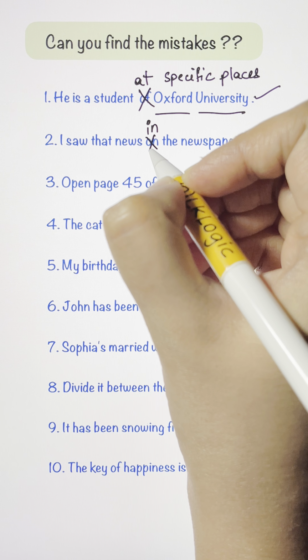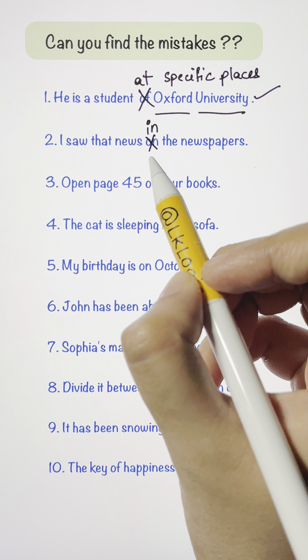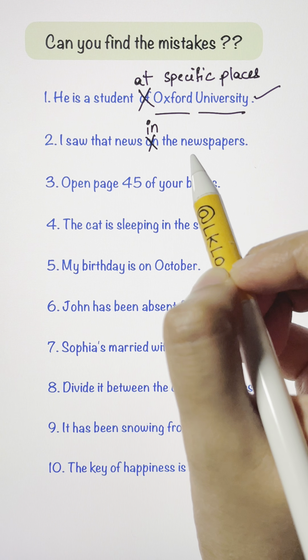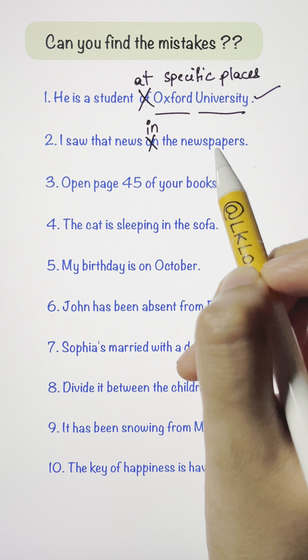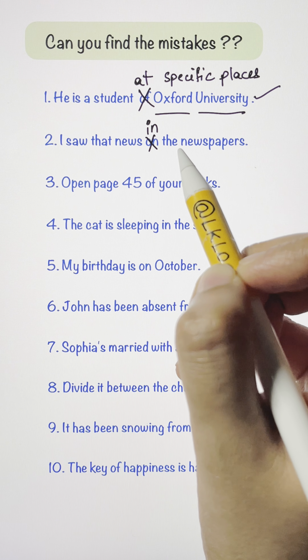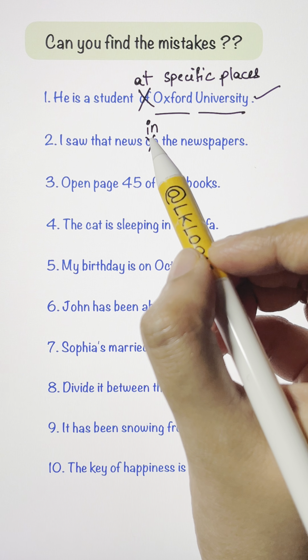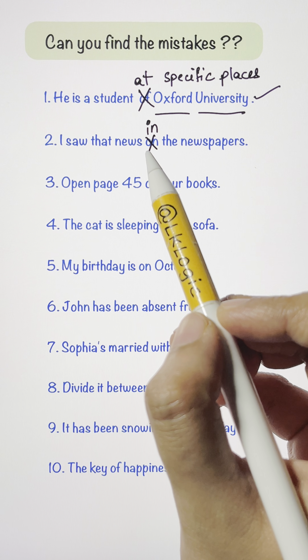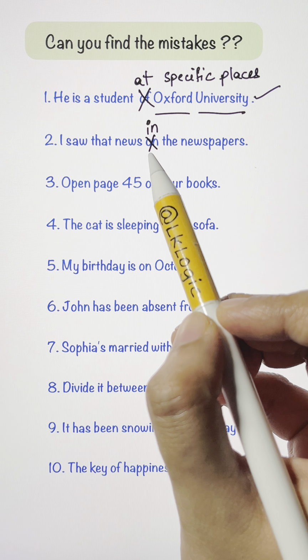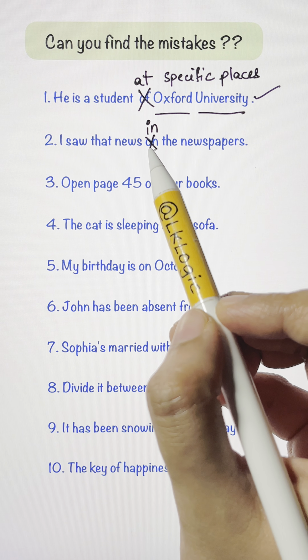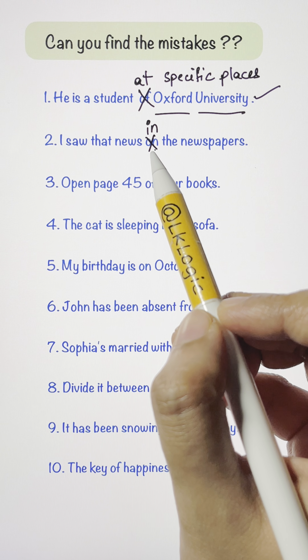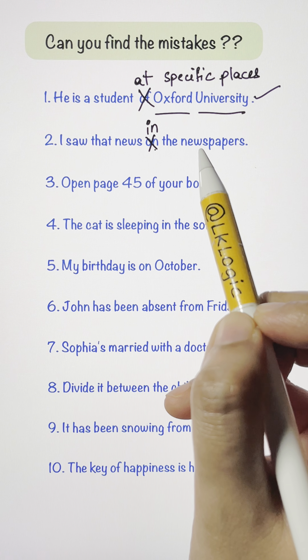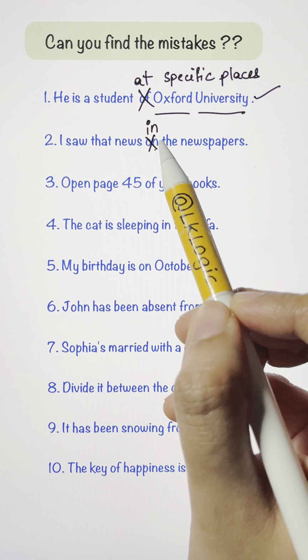And why do we use in here? Because we usually have to open the newspaper and look inside, right? So when something is inside, we use in. And when something is present on the surface of the object, we use on. So here it's not on the surface of the object, it's inside the newspaper, so we use in here.